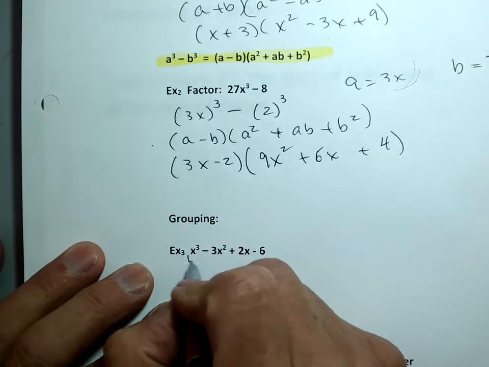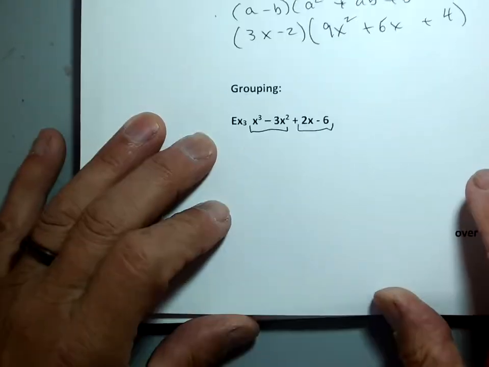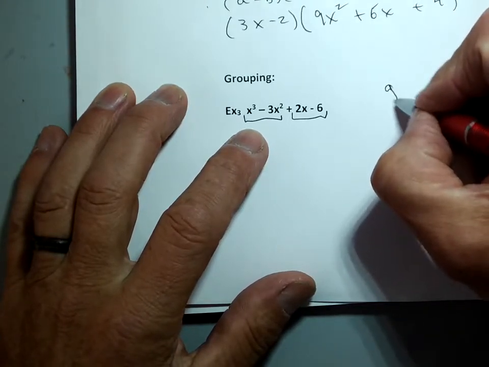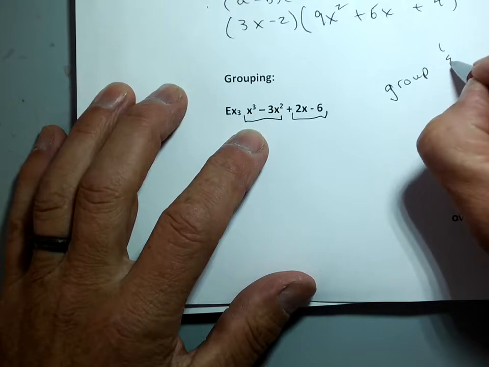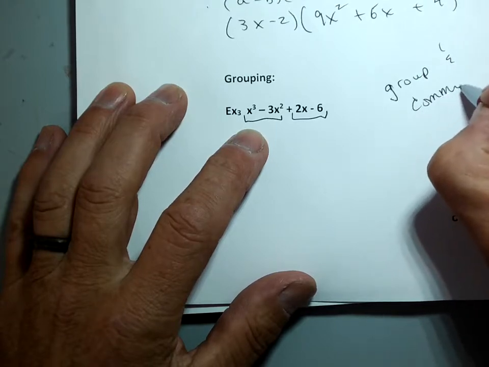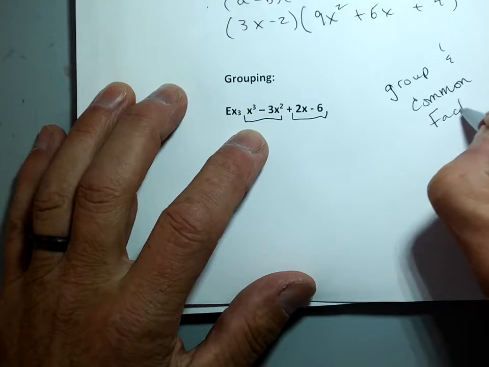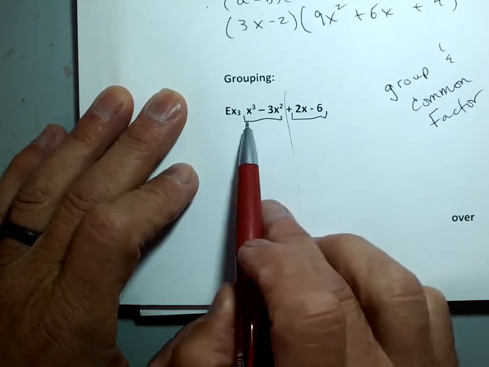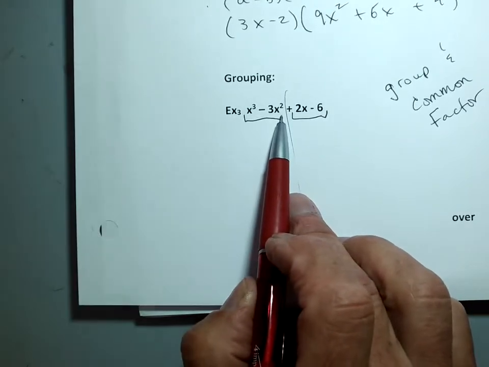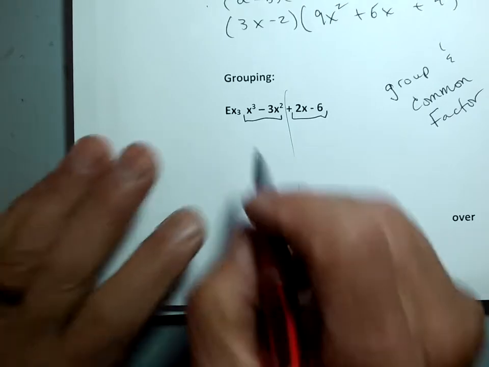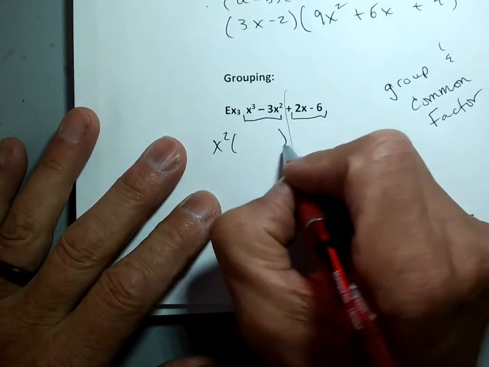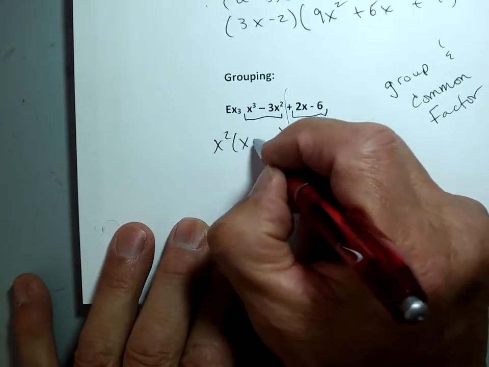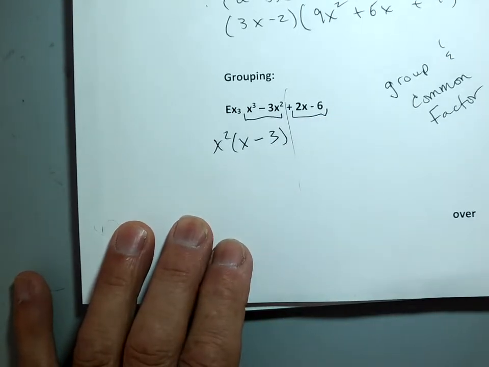So let's put these 2 together. Let's put these 2 together. Okay. So we pair them up, and now we're going to common factor. Okay, I can do that. So let's just take a look at the first 2. What do they have in common? X squared, right? So you guys agree they have an x squared in common? So I'm going to take out the x squared. And if I take out the x squared, what's left over is just an x minus 3.